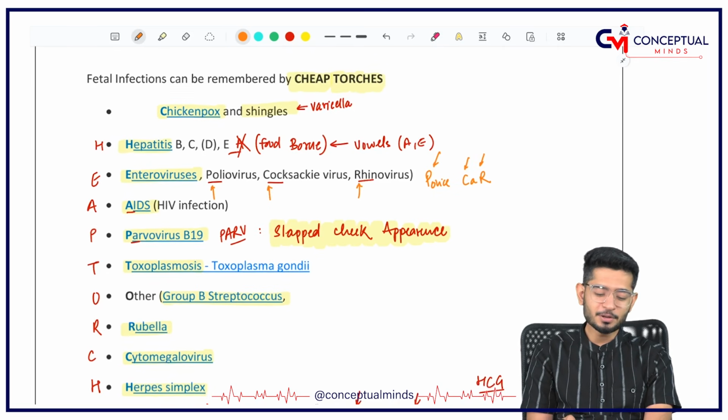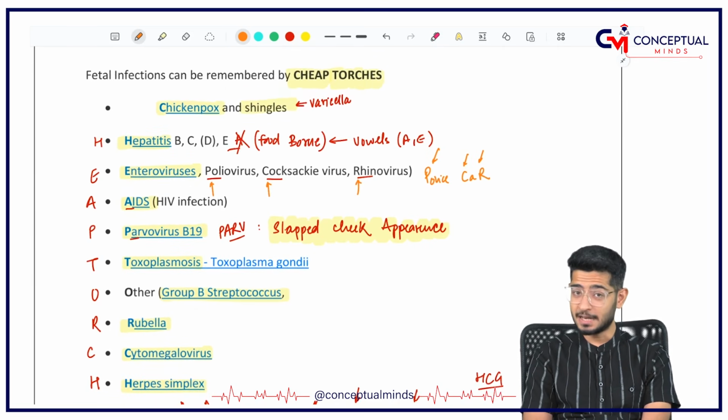Okay, coming on to A. What is A? A is for AIDS. Okay, so HIV infection. Then P for Parvovirus B19.